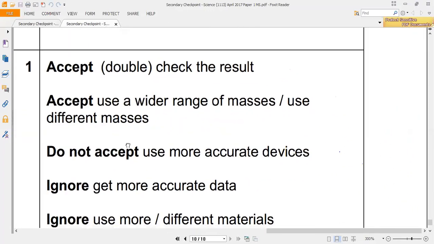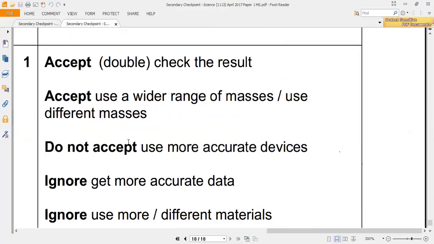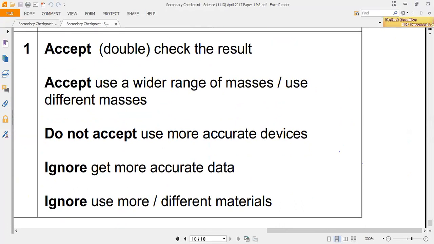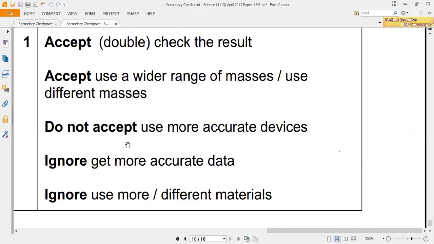Also, you may say double check the results. Also, you may say use a wider range of masses, use different masses, okay? But if you say use more accurate devices, it will not be an accepted valid marking point, because you did not answer the question, because your answer is not related to the question stem. Also, if you say get more accurate data, but you did not provide how they can do this, it will be an ignored answer. If you say use more different materials, so also your answer now is not related to the question stem, so it will be ignored.